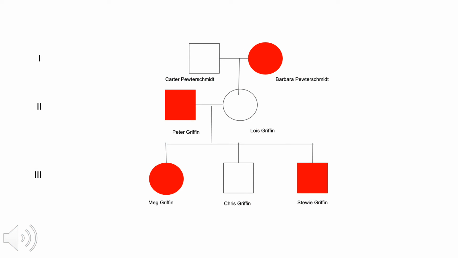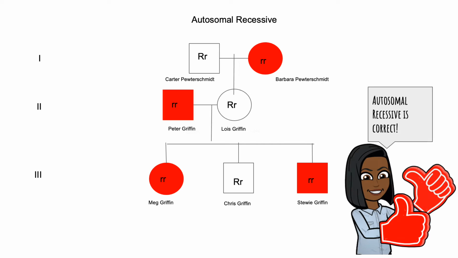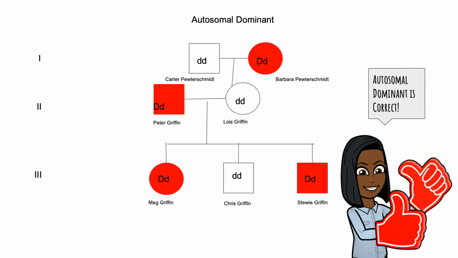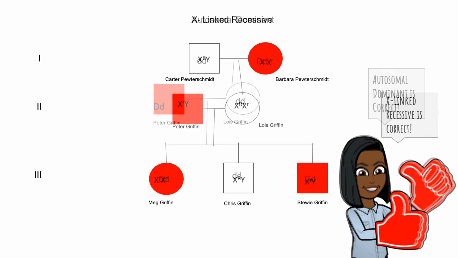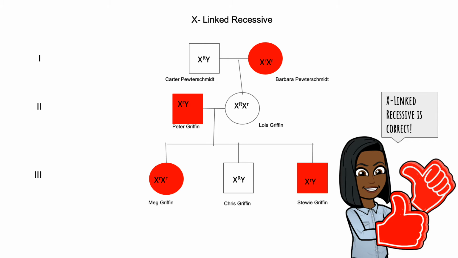In the next few slides, you will see that the pedigree for dark hair versus light hair is true for several different inheritances. The pedigree is true that it's autosomal recessive, autosomal dominant, and X-linked recessive. In each pedigree, you will see the given genotypes for each individual character.